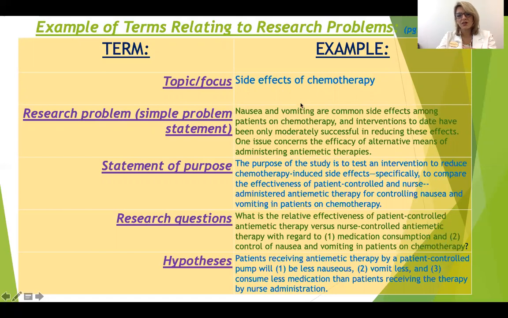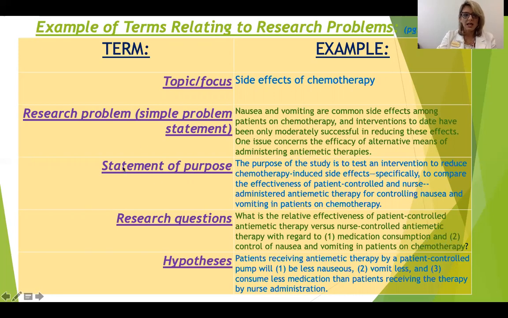So we're looking at side effects of chemo, and the problem we're seeing is that nausea and vomiting are common side effects among patients on chemo, and interventions to date have only moderately been successful in reducing these side effects. One issue concerns the efficacy of alternative means of administering antiemetic therapies. Okay, so they're honing in on their problem. What's the problem? Nausea and vomiting is an issue. We really haven't honed down on how to handle these side effects. And one of the biggest concerns that this study is going to focus on is alternative means of administering the medication. How are we going to give these antiemetics so they actually can work better?